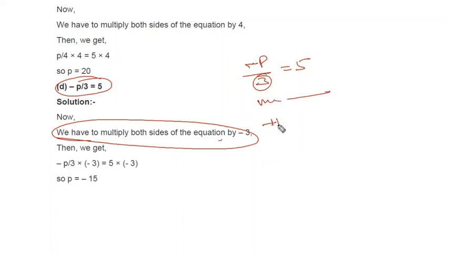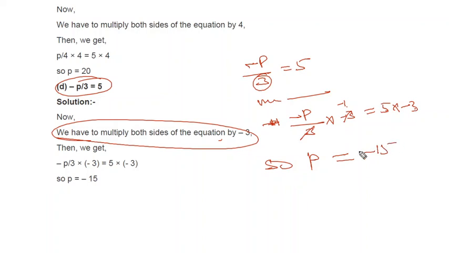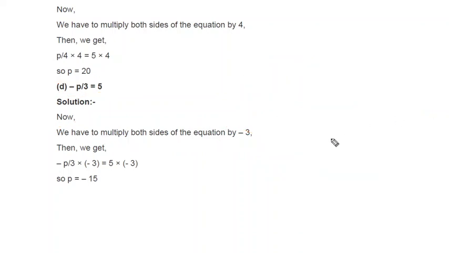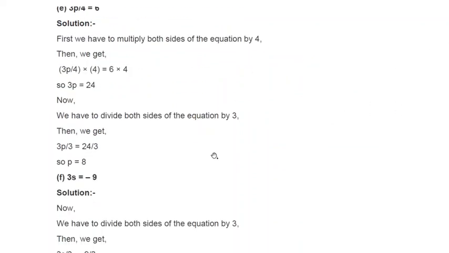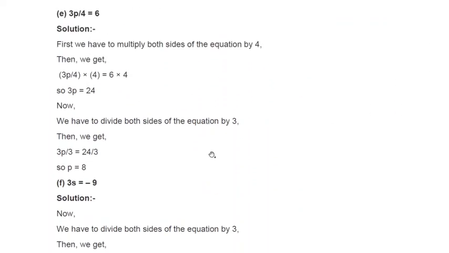Now minus p by 3 into minus 3 equal to 5 into minus 3. So 3 cancels, here it will be minus 1. So minus p into minus 1 is p, equals 5 into minus 3, minus 15. So we got the value of p as minus 15. So let's solve this part also. Now we'll move to D, then there is E, F. Okay, E.